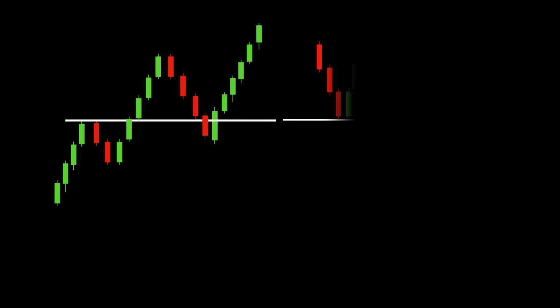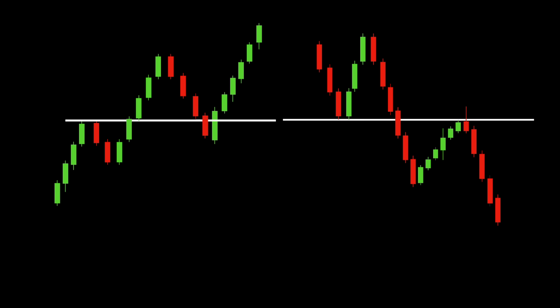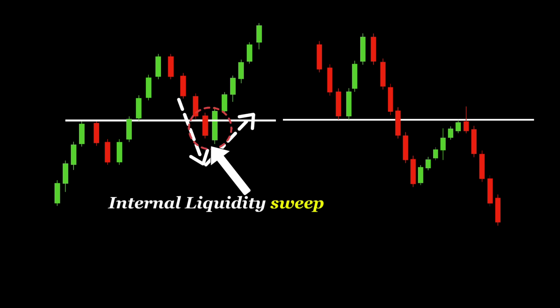Internal liquidity is different. In an uptrend, price may break below a resistance level that has turned into support after a breakout, creating the impression of a trend reversal. However, the market quickly closes back above the level, creating an internal liquidity sweep before continuing higher.